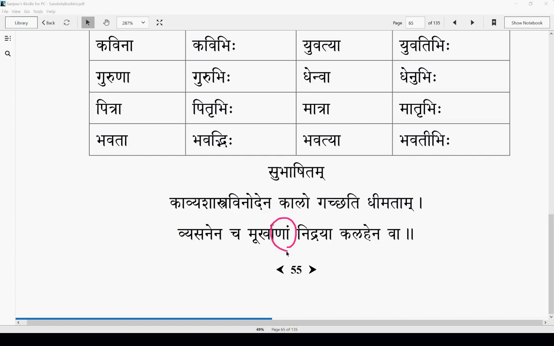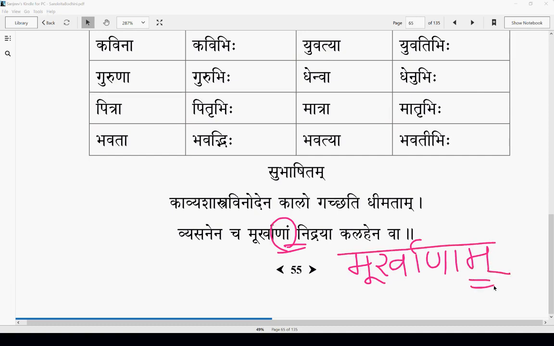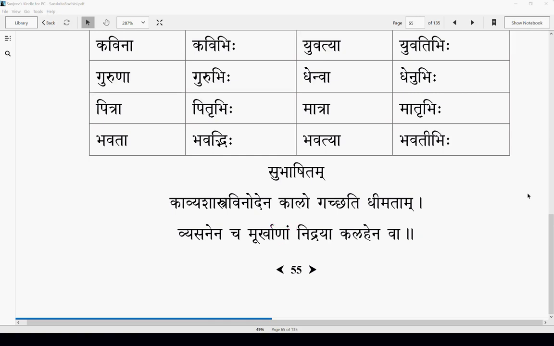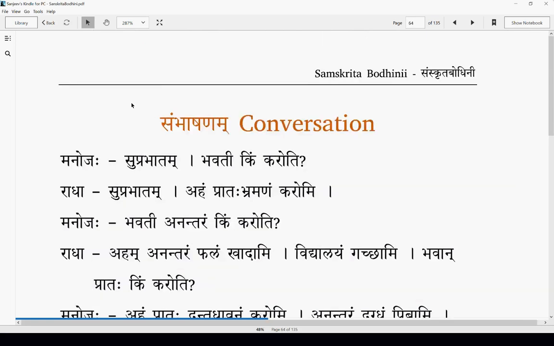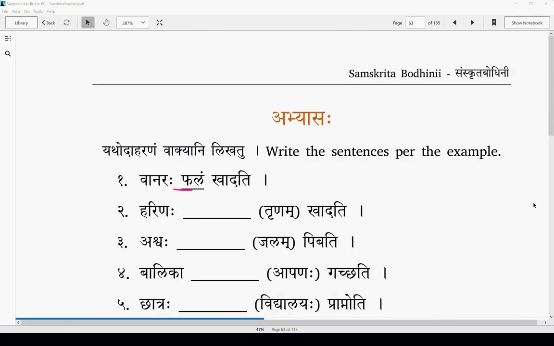Remember this murkhanam. This is also a sandhi. Actually the word is murkhanam, but here the ma is changing to anuswara. This is actually sandhi, though in general we don't notice it. So here, for example, panara phalam khadati. We have been used to writing this like this, but this is actually a sandhi happening here.